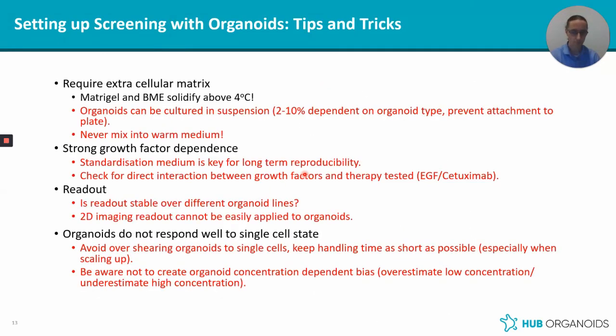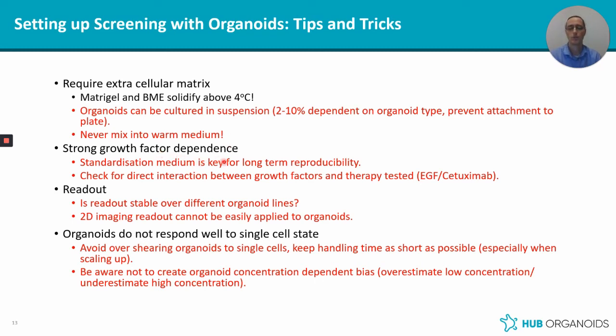to certain treatments. So, just a summary of some tips and tricks. Extracellular matrix, Matrigel, BME. The organoids can be cultured in suspension, and this makes seeding a lot easier. The concentration should be between 2 and 10%, and this depends on the organoid type. When doing this, it's really important to prevent attachment to the plate. So this means that you should not use your standard culture plates with a lysine coating or another coating, but you'll use plates with a repulsive or non-adhesive coating. And also never mix the cold Matrigel or BME into warm medium, as it will immediately polymerize and form flakes, and you will not get an even distribution throughout your wells.